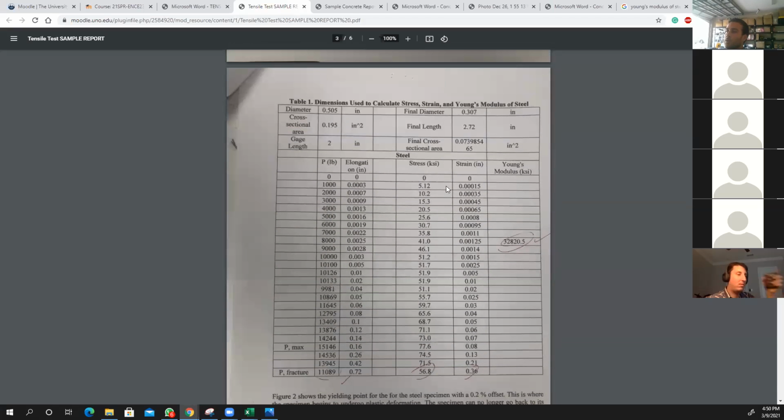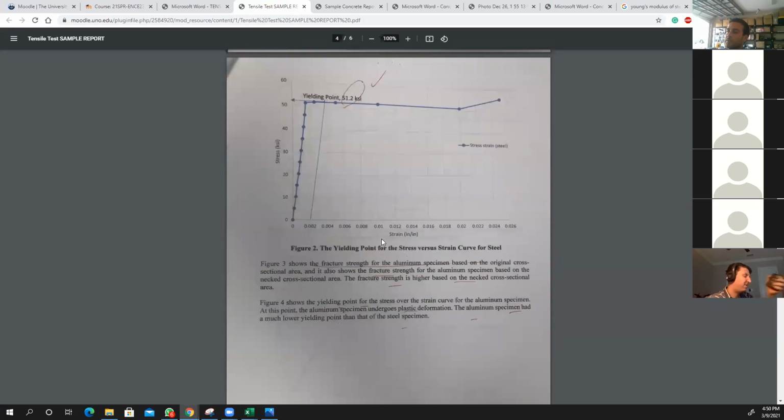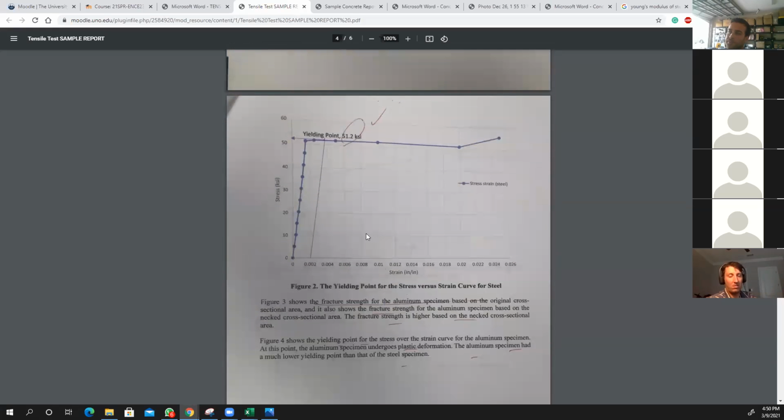So you have one table for steel. You have 2 graphs for steel. In this one, it's pretty clear. You see the plateau over here. This is different data points. So this is a different steel sample that we used back in the time. In this one, yield point is 51.2 KSI.